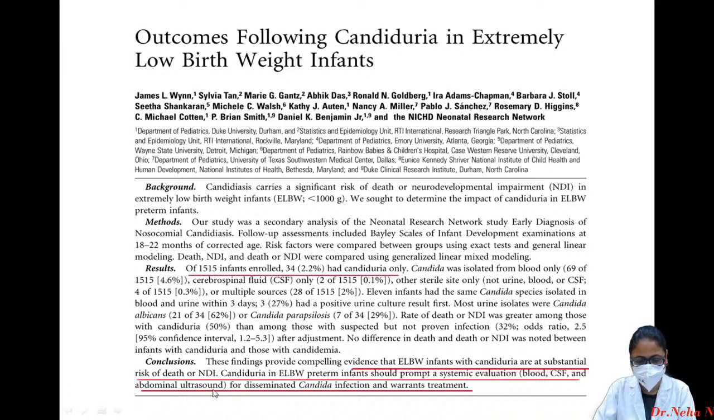It was concluded that extremely low birth weight infants with candiduria are at a substantial risk of death or NDI. Candiduria in an extremely low birth weight preterm infant should prompt a systemic evaluation, that is blood, CSF and abdominal ultrasound for disseminated Candida infection, and it warrants treatment.